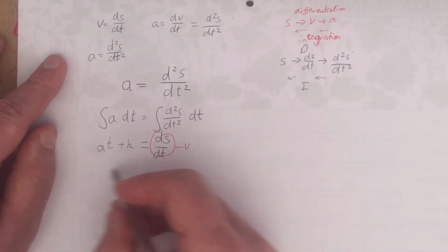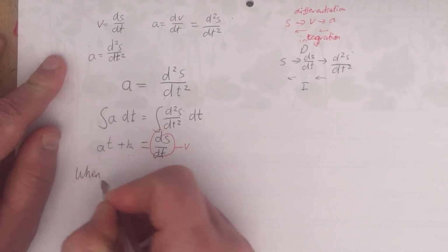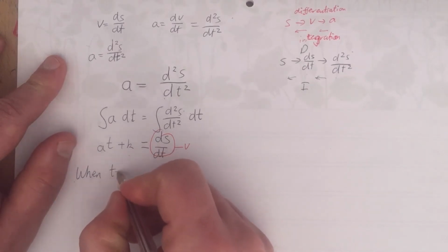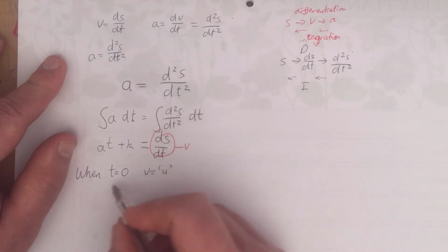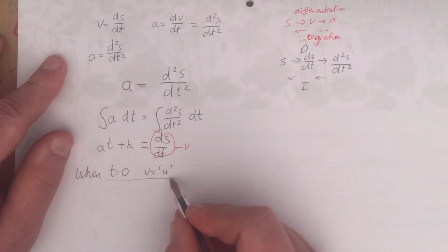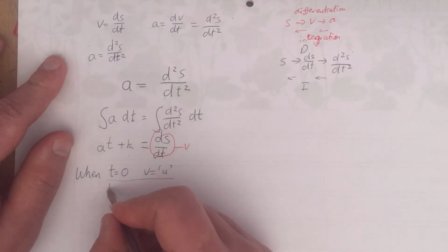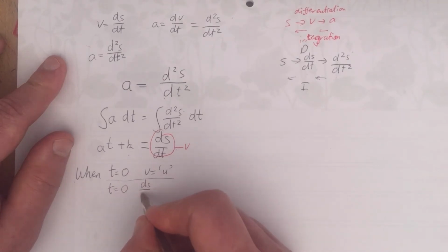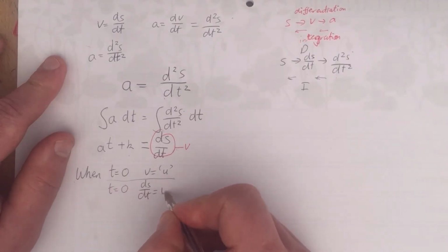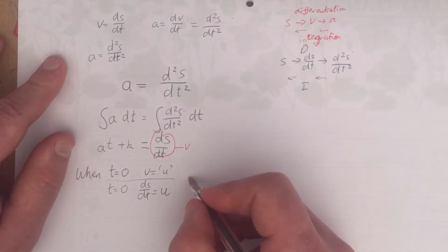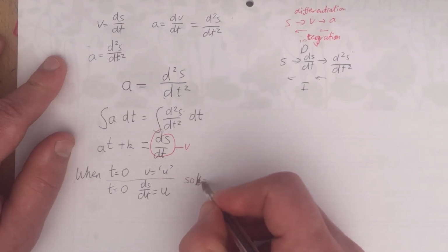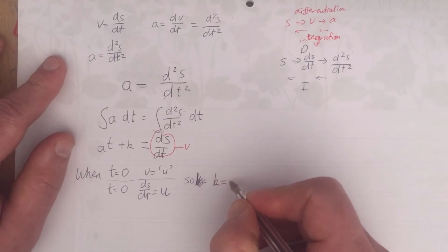Well, at the very beginning, this is what you do in maths, you do it with limits. So when time is 0, at the very beginning of this, what is the speed going to be? Well, the speed is going to be our initial speed, which we're going to call u. At the beginning, when time is 0, the speed is the initial speed, u. So what we actually say is that when time equals 0, ds by dt is equal to u. So that basically means that our constant is actually going to be u as well. So our constant is u.